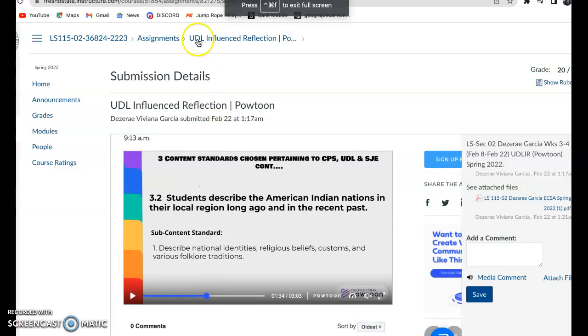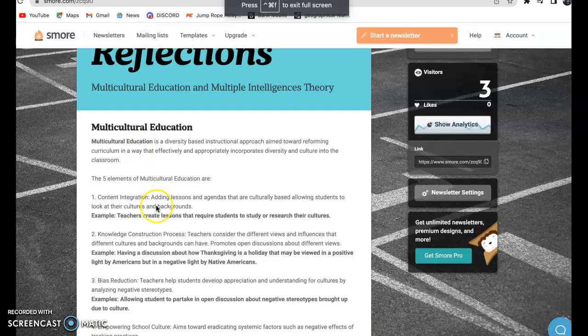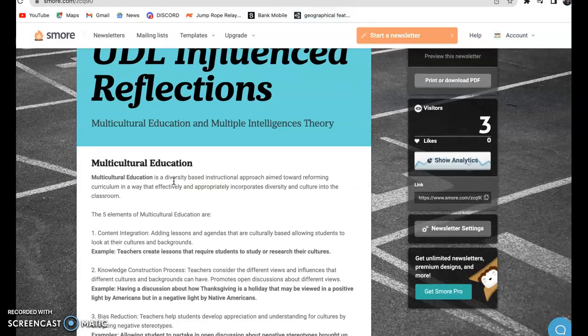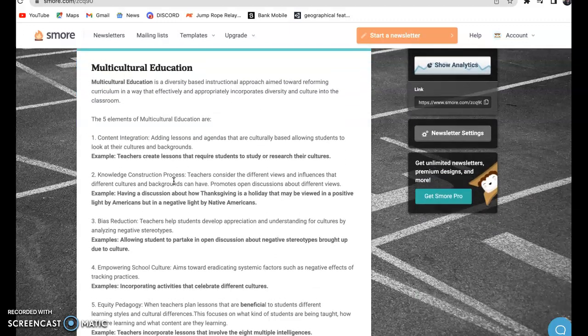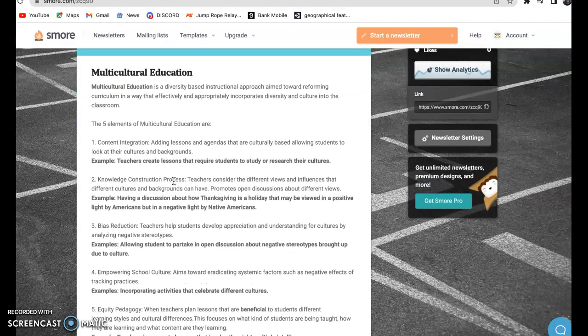And then my S'more was about multicultural education and the multiple intelligences theory. Multicultural education is a diversity-based instructional approach aimed toward reforming curriculum in a way that effectively and appropriately incorporates diversity and culture into the classroom. I remember that this is something that we first talked about when we did our readings, and this is something that really, really stuck with me throughout this entire semester.